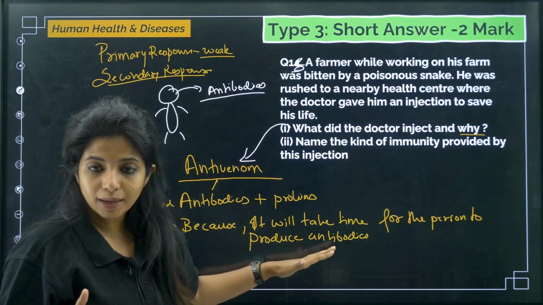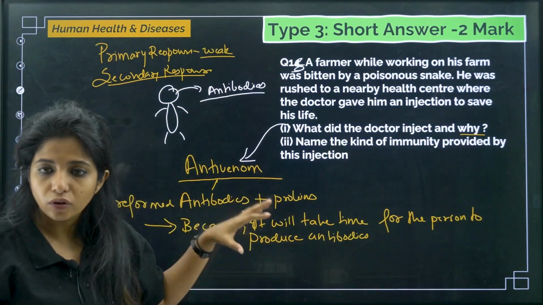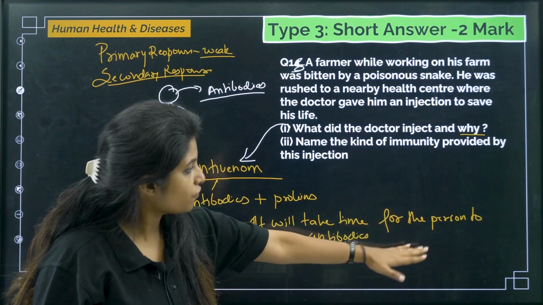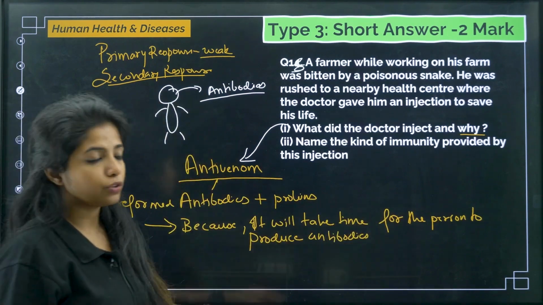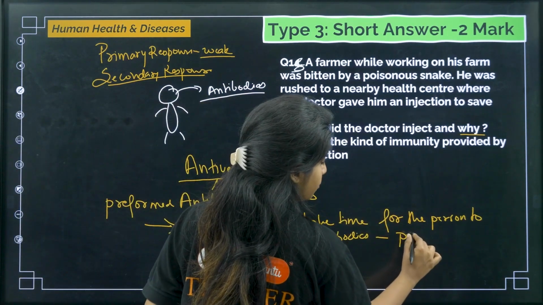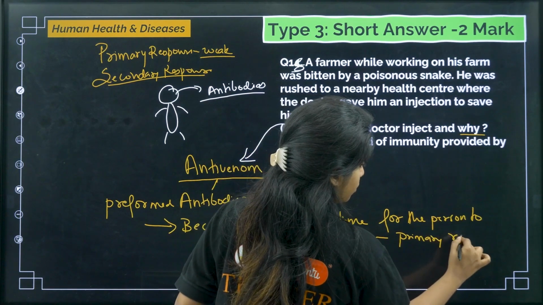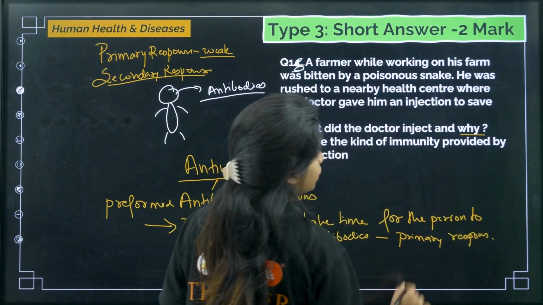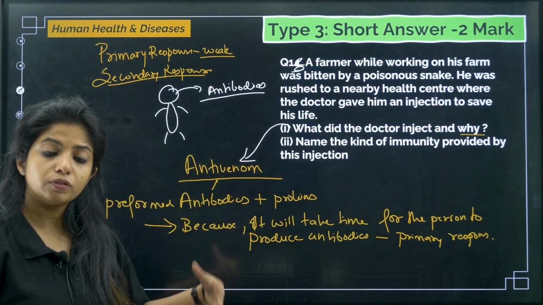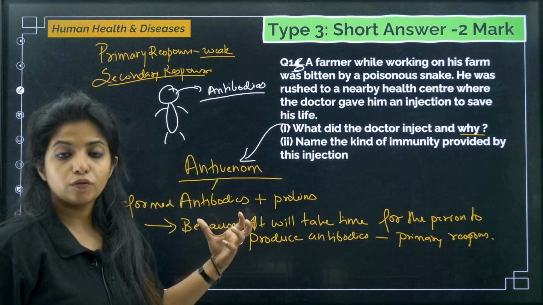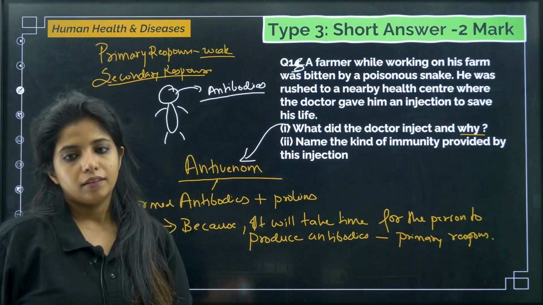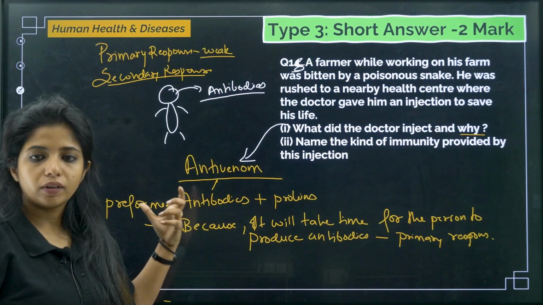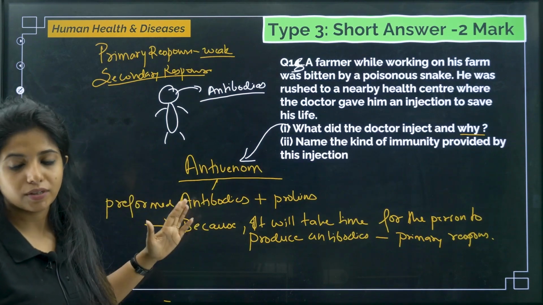So this is the first time, this is a primary response, and primary response will always be low. So it will take time for the person to produce antibodies. You can write, it's an example of primary response. Primary responses are always weak, children. Even if it is a secondary response, in the case of snake bite, you have different snakes, they have different venom, so you need anti-venom for that. So you should be having the preformed antibodies anyways.